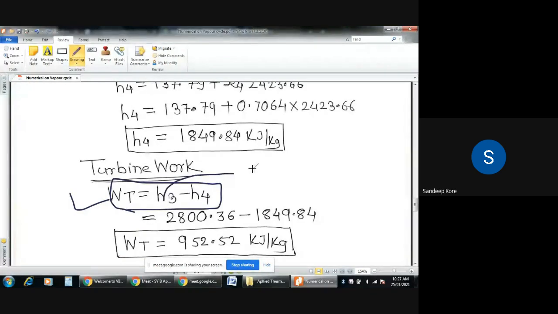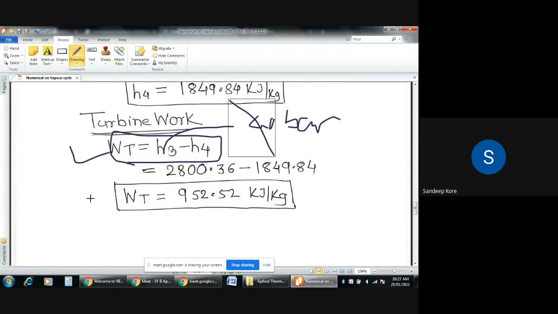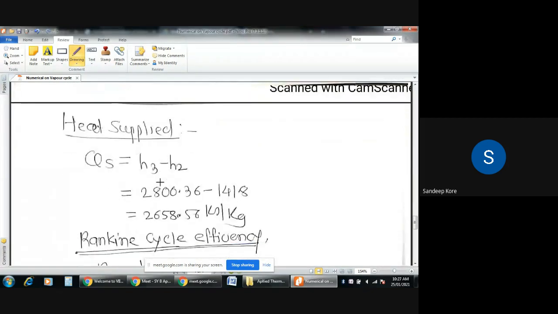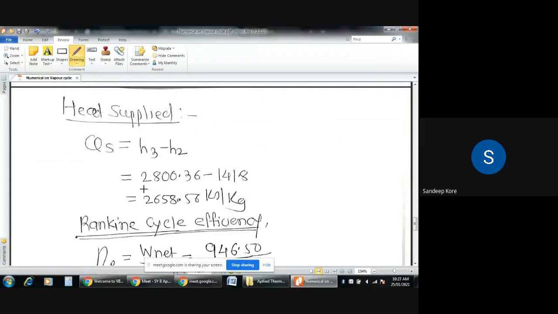This H3 we have at 40 bar from the steam table, already noted, and H4 we have found out right now. So the difference H3 minus H4 gives the turbine work, that is 952 kilojoule per kg. Okay. Now the amount of heat supplied, because to find out Rankine cycle efficiency, we have to find out the amount of heat supplied.